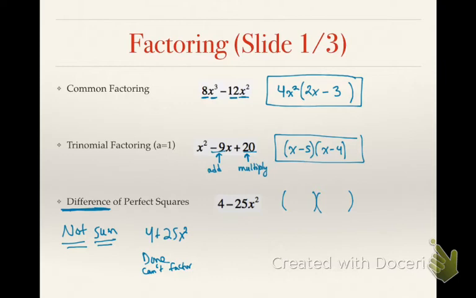What you do is in each factor you take the square root of each term. So the square root of 4 is 2, the square root of 25x squared is 5x. And that's what goes in both factors. But in one factor you put a plus, and in another factor you put a minus. I suppose if you're more optimistic, you probably put the plus first. If you're more pessimistic, you might want to put the minus first. But anyways, that's how you do difference of perfect squares.